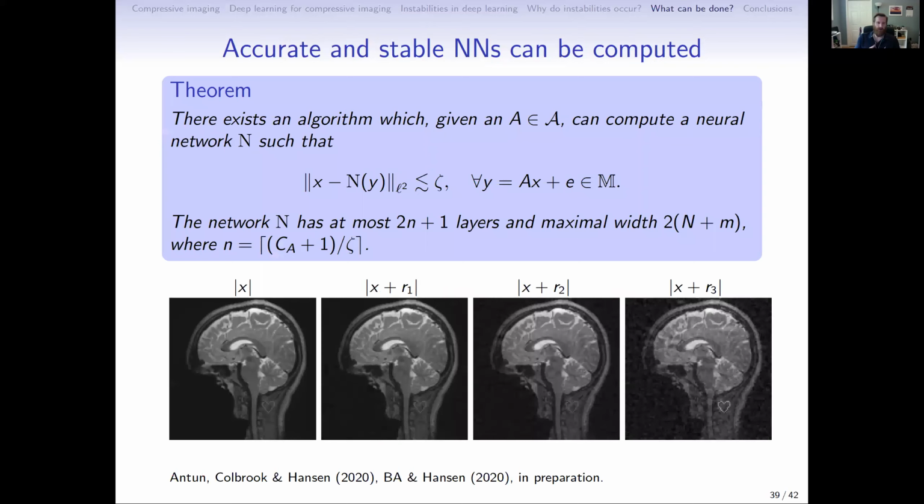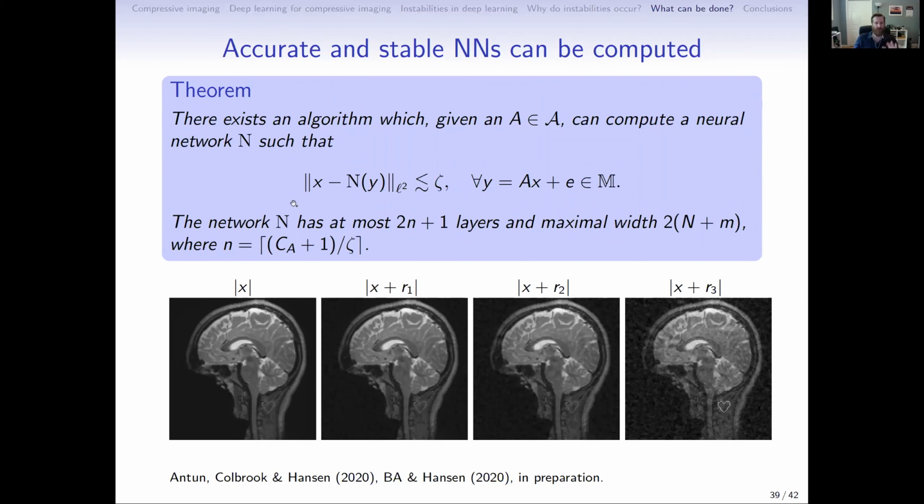So to conclude, here's the theorem. And so this theorem says the following. The theorem says there exists an algorithm which, given a matrix in this class, can compute a neural network that achieves this order zeta accuracy over this class of inputs. And we have some guarantees on the size of the network, so the number of layers and the widths as well. So I should say I can't take too much credit for this result myself. Much of the credit should be given to Matt Colebrook, and he's writing a paper that's nearly finished that will have some of these results plus many more.